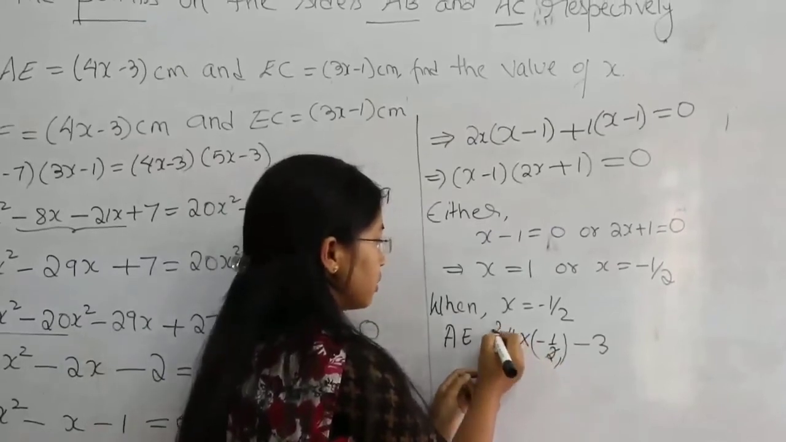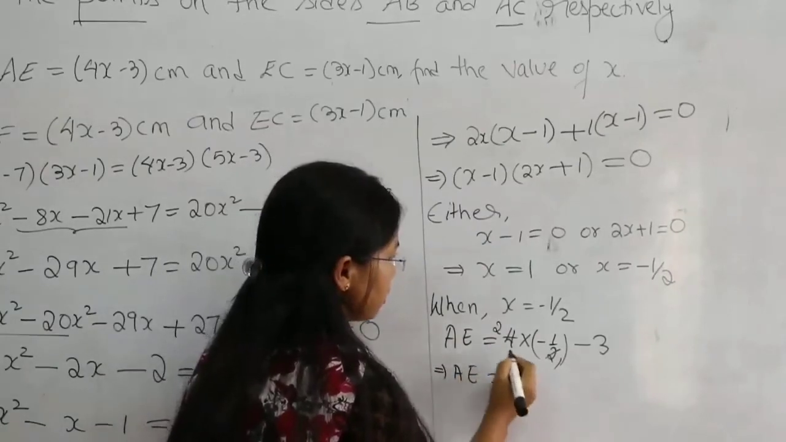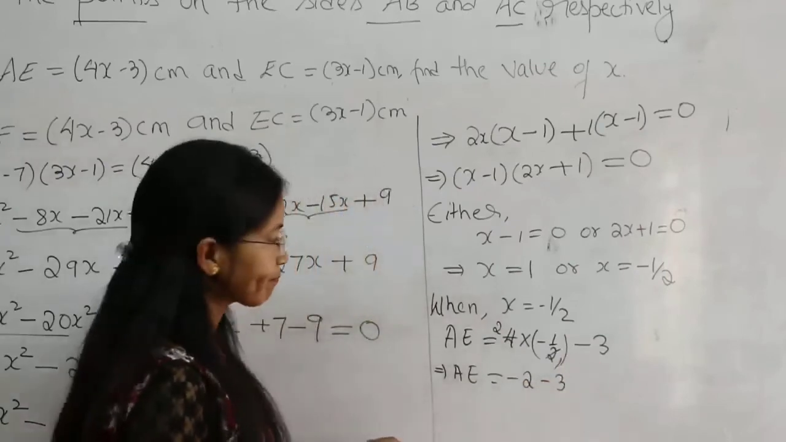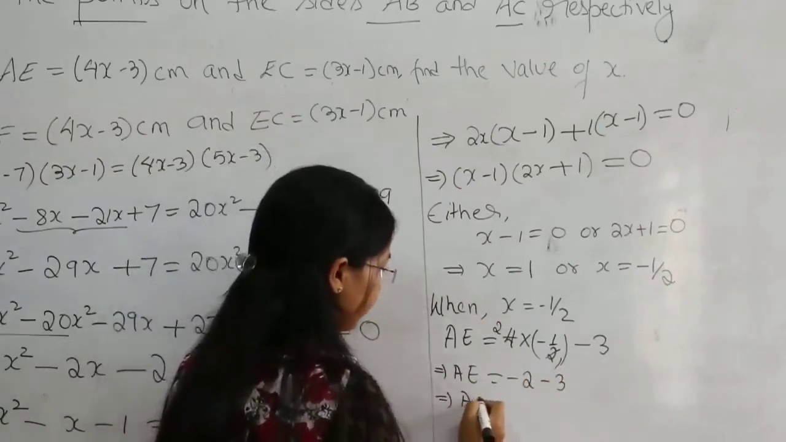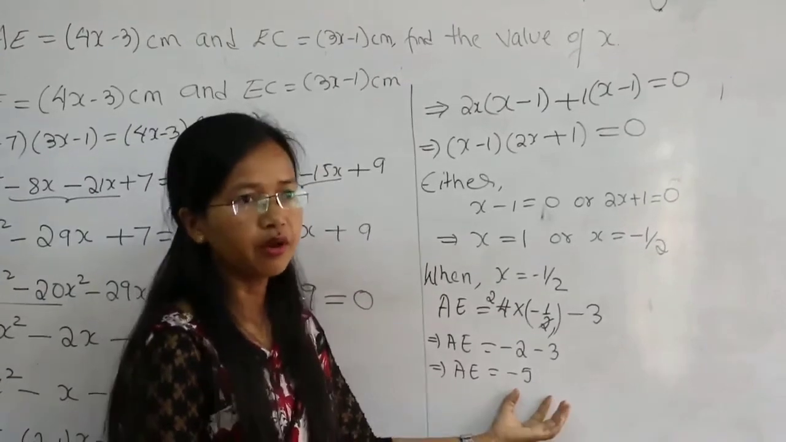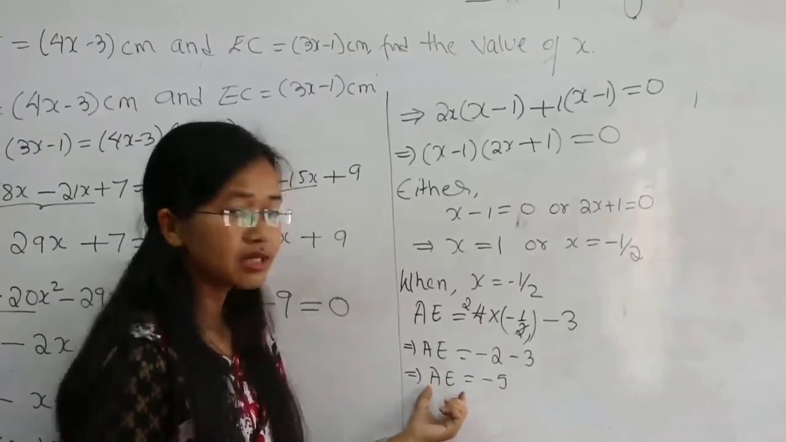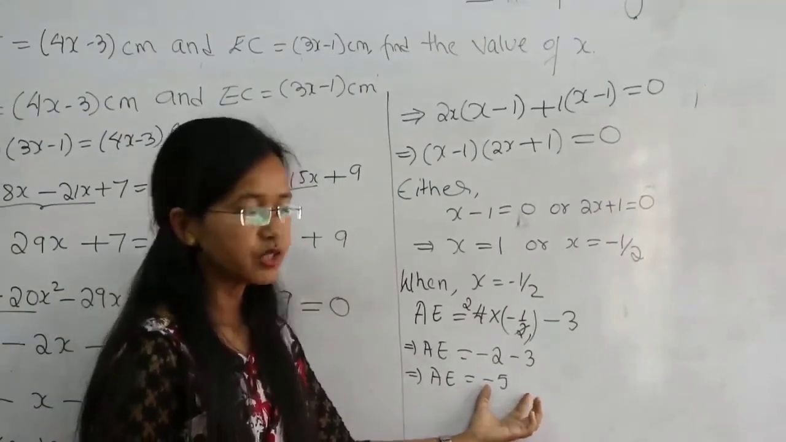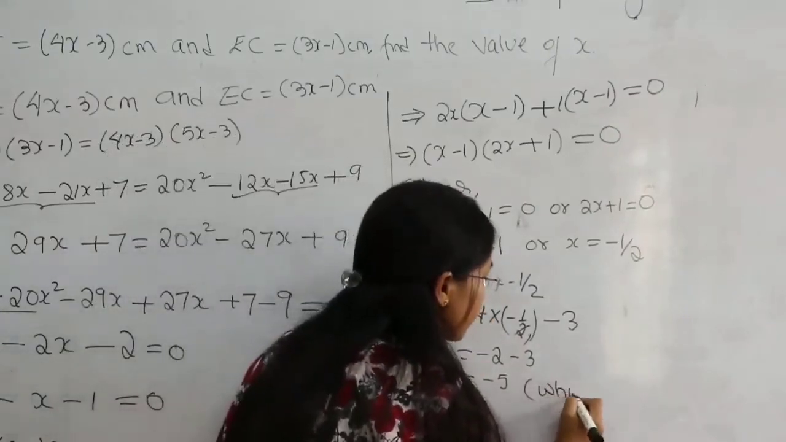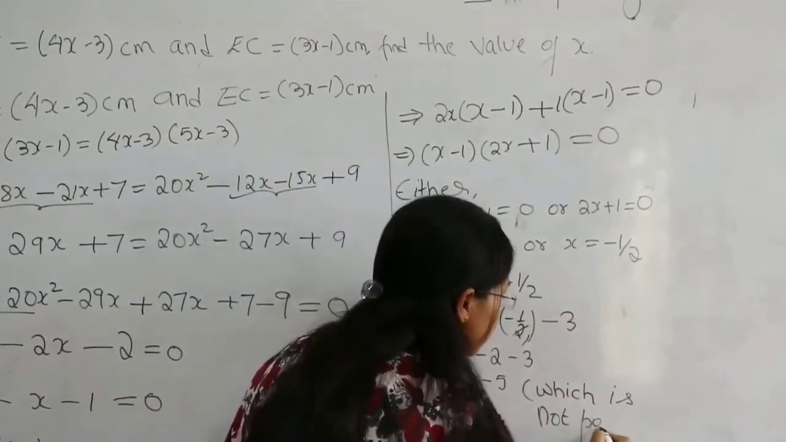2 into 1, 2, 2 into 2 is 4. So what do we get here? AE is equal to, this is 2 into minus 1 will be minus 2 minus 3. Then we have AE is equal to minus 5. Negative distance, which is not possible. This is not possible because AE is the distance, right? The distance cannot be negative. So your x must be equal to 1.